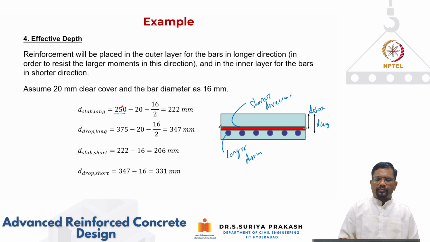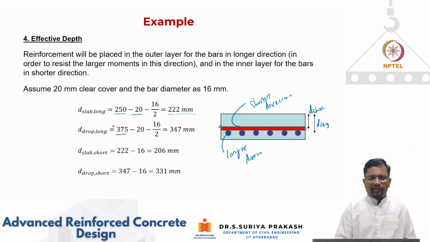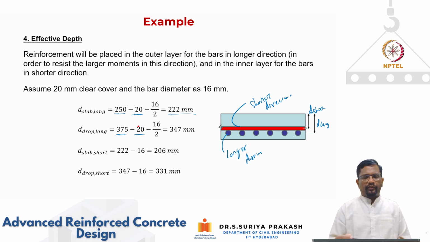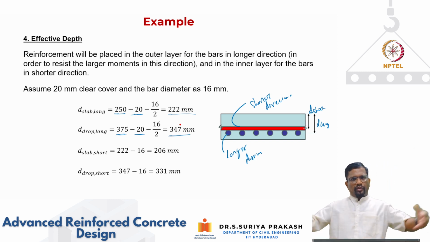With 250 mm thickness, 20 mm cover, and assuming 16 mm bars, it is going to be 250 minus 20 minus 16 by 2, which is 222 millimeter. Now for the drop panel, what do we do? The drop panel thickness is 375. The clear cover is 20, and again if I'm using a 16 mm bar, then the effective depth for the drop panel is 347.